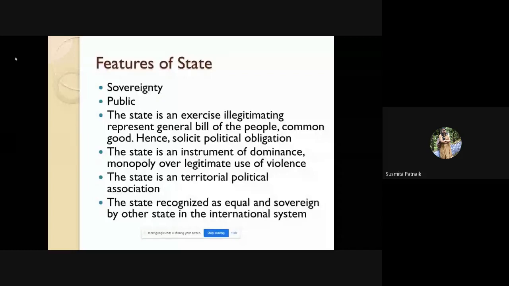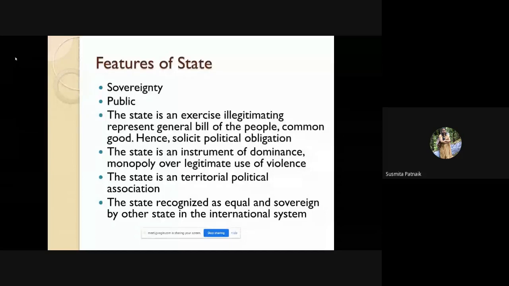The state is legally vested with certain authority, and that authority should be based upon the general will of the people. It means that the people choose the state through their own will, and the state will act only for the common good of the people, and the people should be obliged to obey the order of the state. So there are four words. One is called legitimating, the second is called general will, the third is called the common good, and the fourth is called political obligations.